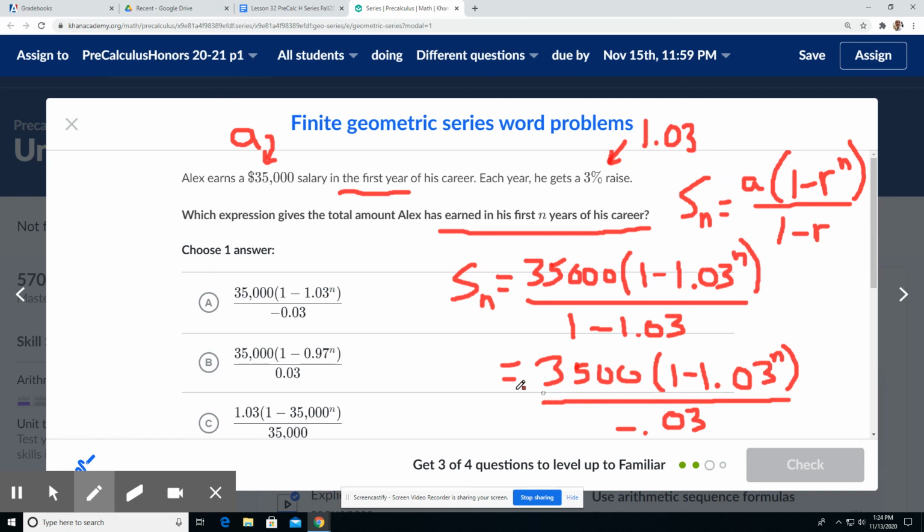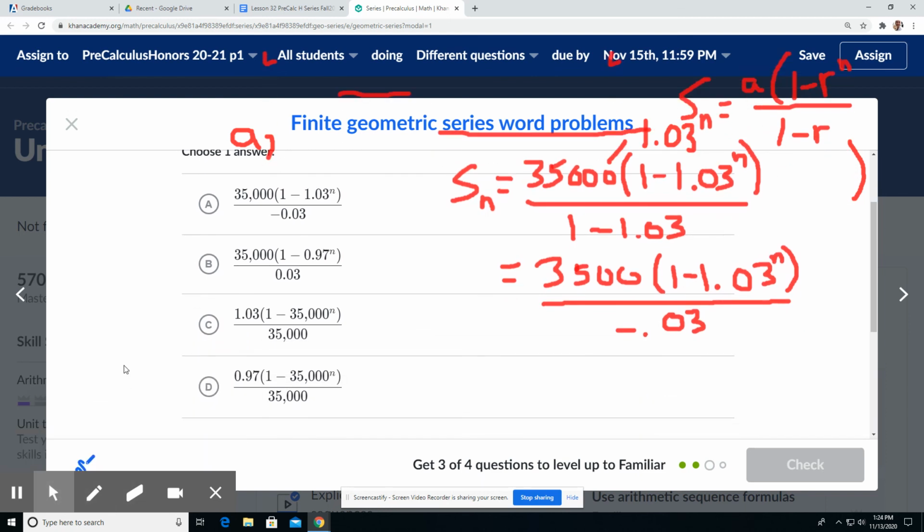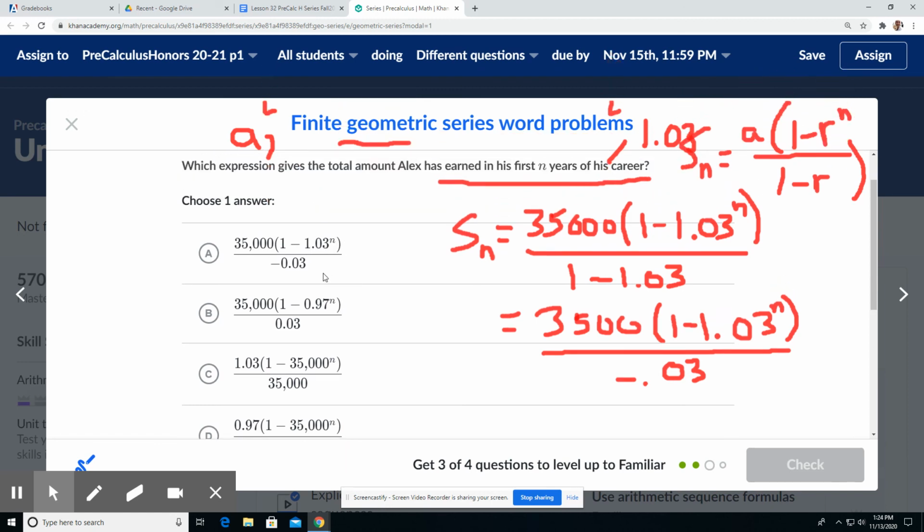All right, so let's see if that meets any of them. Negative 0.03. So the only one that has the good bottom number is A. Let's just make sure everything else links together. 1 minus 1.03 to the n. Yes.